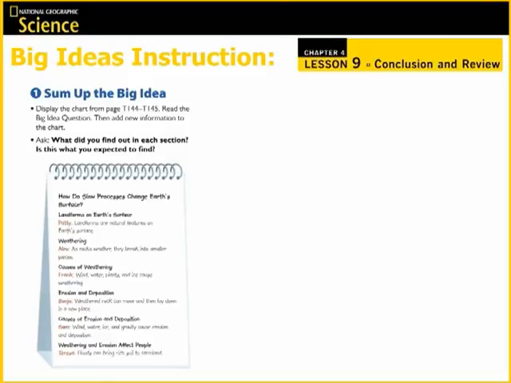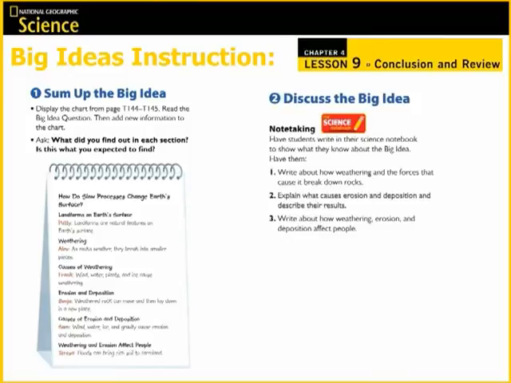At the end of each chapter, there is always a conclusion and review section. This is where you will revisit the chart you made during the Big Ideas introduction as students sum up what they've learned about the big idea. Then it's time to discuss the big idea and work on their note-taking skills in their science notebooks.